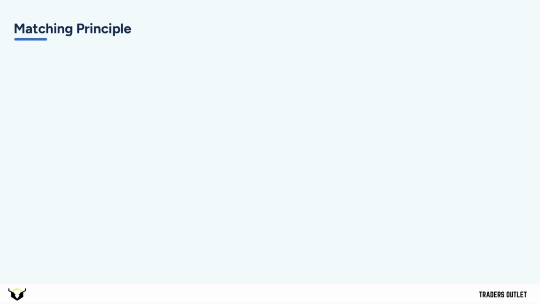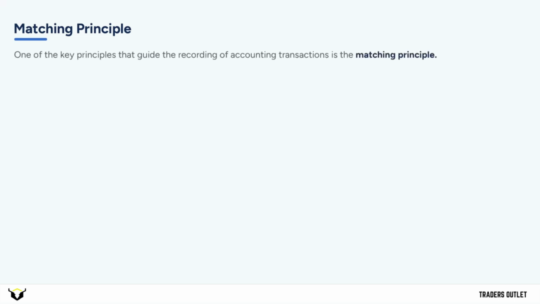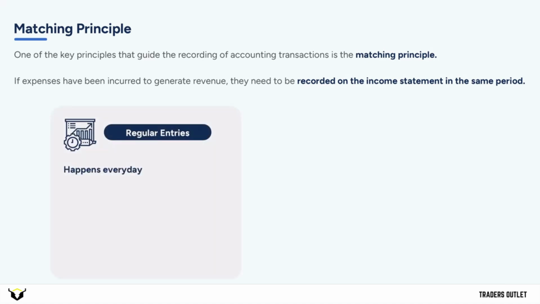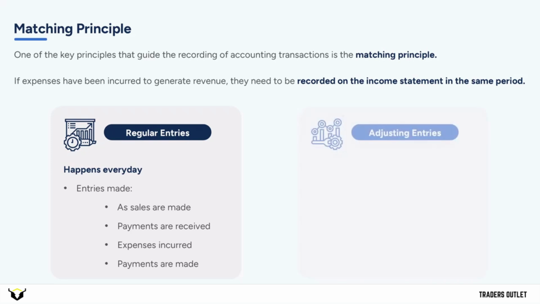When it comes to accounting, there's a really important concept that I want to explore with you now, and it's called the matching principle. Basically, if a company spends money to make money, that spending needs to be recorded at the same time as the revenue it generates. There are two different kinds of entries that accountants make. The first type are regular entries that happen all the time, like recording sales or receiving a payment or paying a cash expense. The second type are what we call adjusting entries. These typically happen at the end of a period. Maybe it's a month, a quarter, or a year.